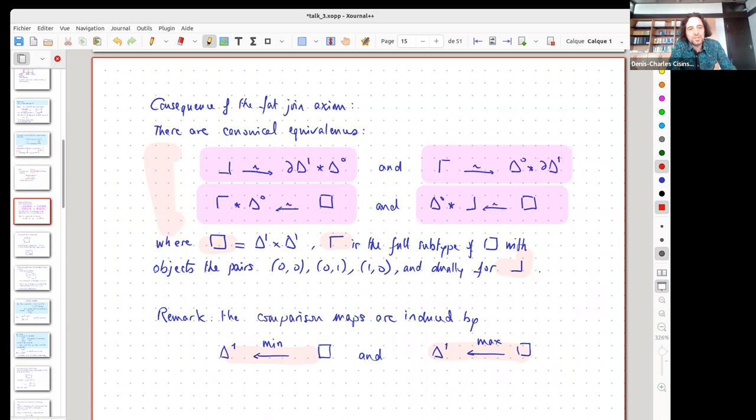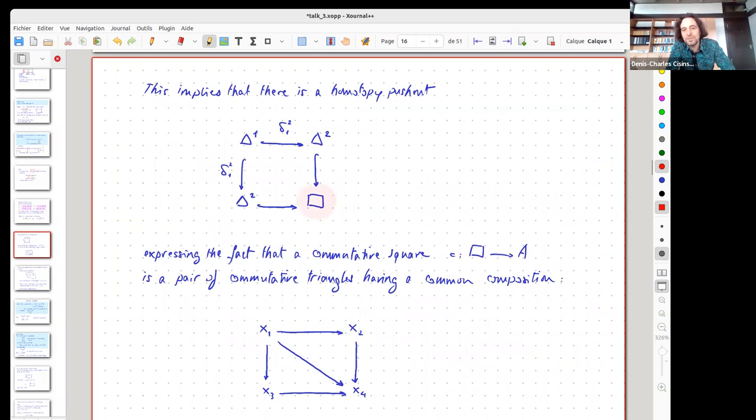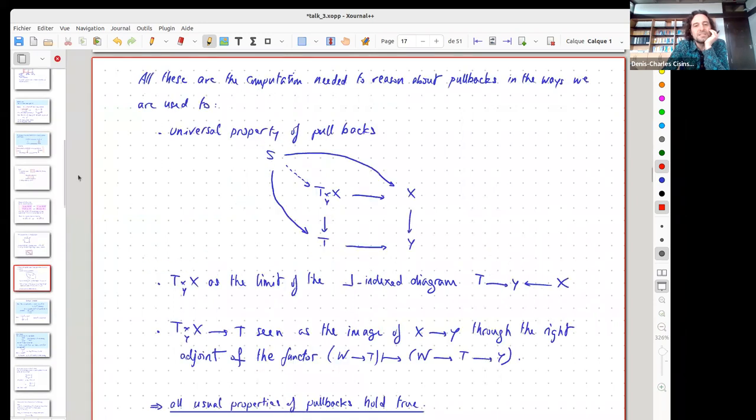Another consequence of this computation is that you can express the commutative square, that is the product of two intervals, as a homotopy pushout, saying that it is obtained by gluing two simplices of dimension two. That means that to produce a commutative square in a type A consists in producing a triangle like that, and then a second triangle like that, which is also exactly what we think. At least in the examples, we can cut commutative squares into a bunch of triangles. All these little computations look very tiny, but they are actually extremely important because they are exactly what you need when you think about pullback squares.